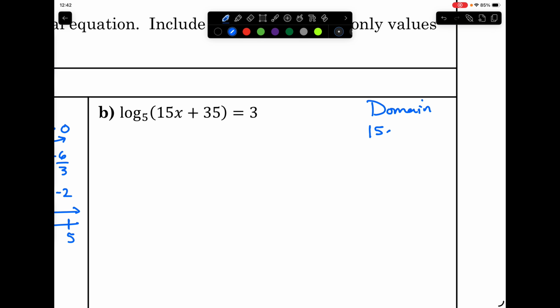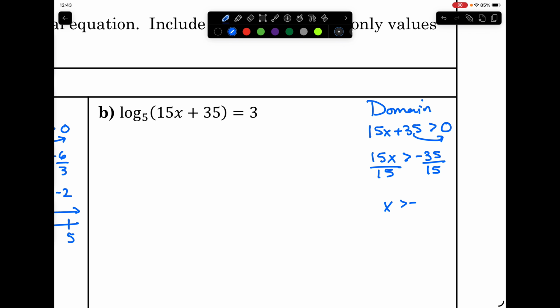So our domain will be determined by getting 15x plus 35 and finding the solution to this inequality. So we'll move the 35 to the other side. So 15x will be greater than -35. And dividing by 15, x will be greater than, that's going to reduce by a common factor of 5.